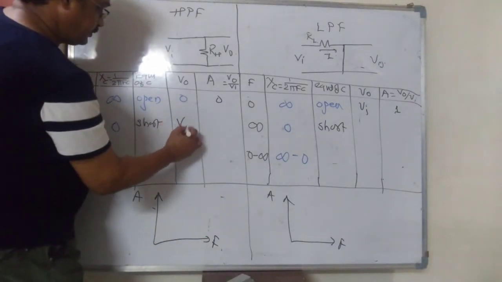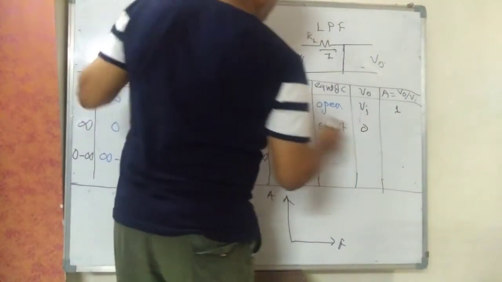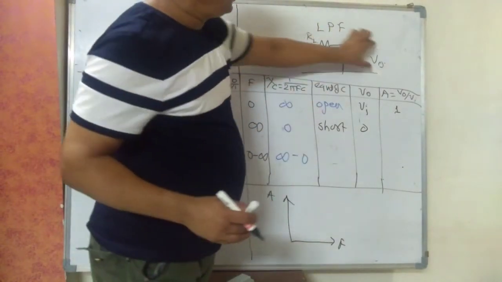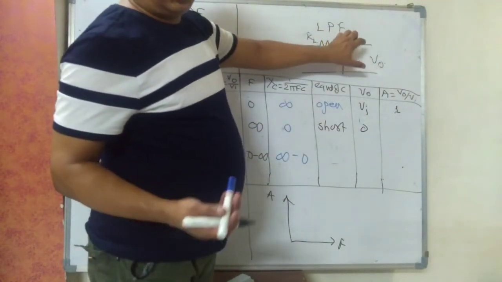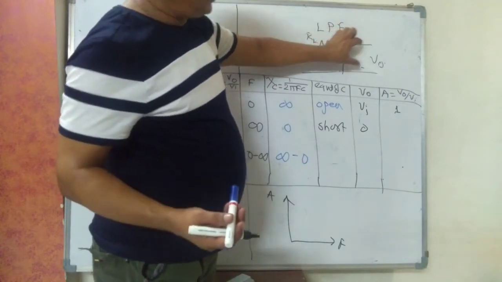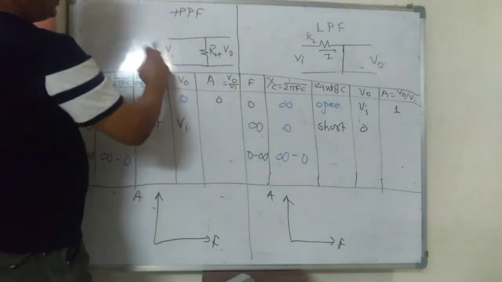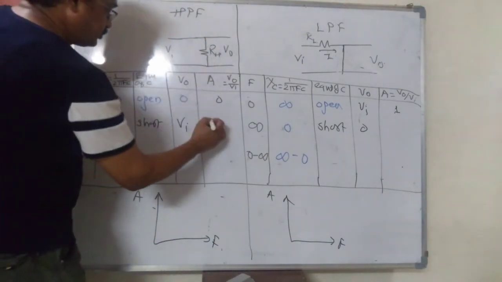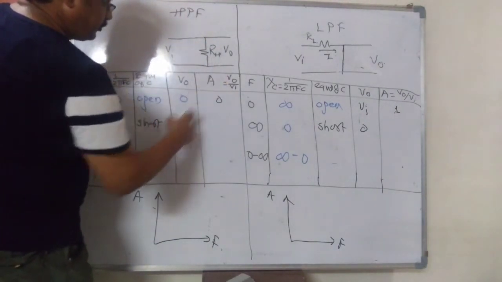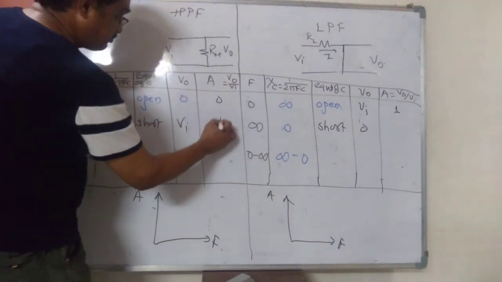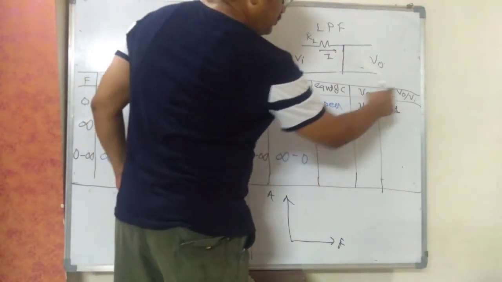So input here, since it is short, output across the short means zero voltage. So output is across the short, so it is 0. Here, whole input will appear across the output. So this is output upon input. Output is VI upon VI. This will be 1. And output is 0, so this will be 0.